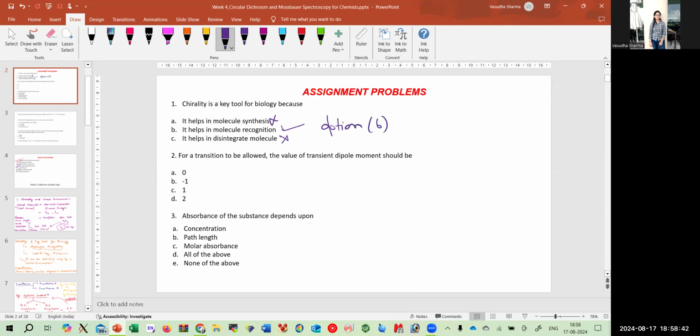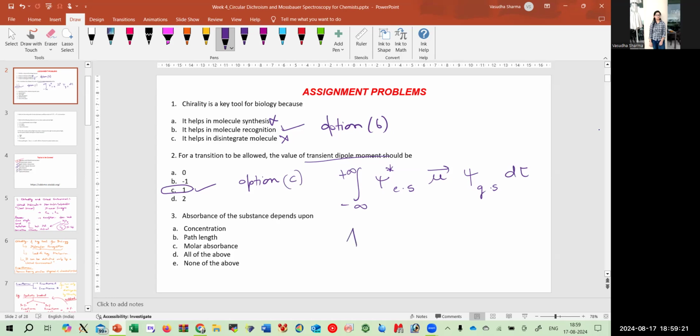The second question is, for a transition to be allowed, the value of the transition dipole moment should be... we know the transition dipole moment is given by the integral from minus infinity to plus infinity of psi star excited state, the transition dipole moment operator, and psi ground state, d tau. It is actually not the value of the transition dipole moment but the probability, anyway, it makes sense. It has to be 1, so option C. If it is 0, then it is not allowed, and other values are not possible.